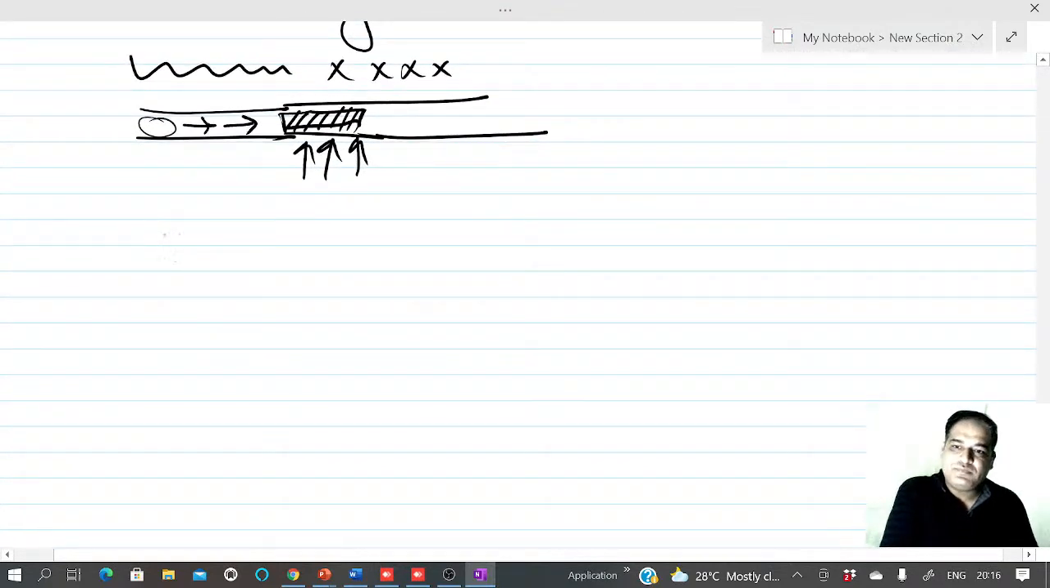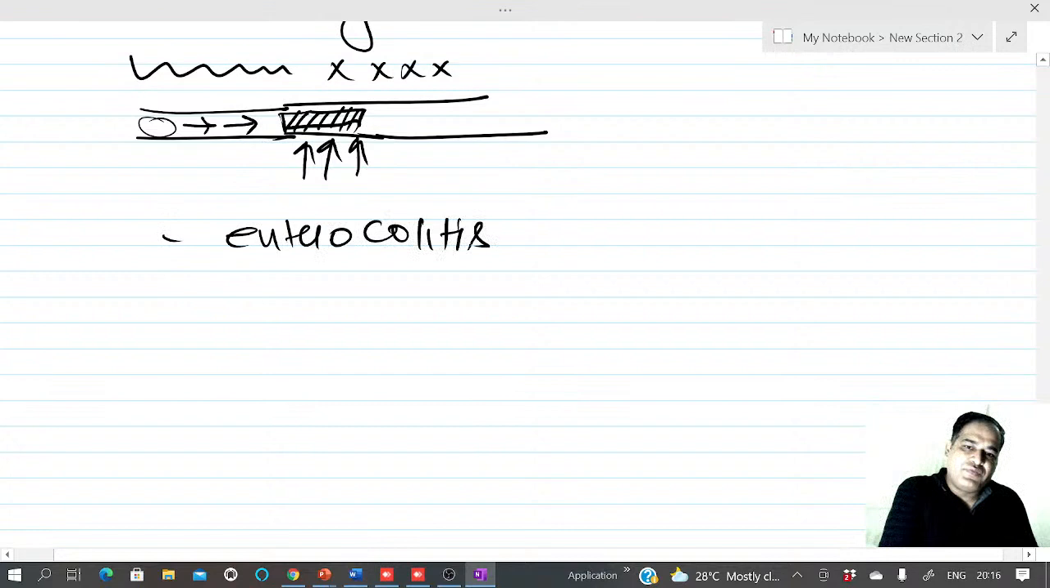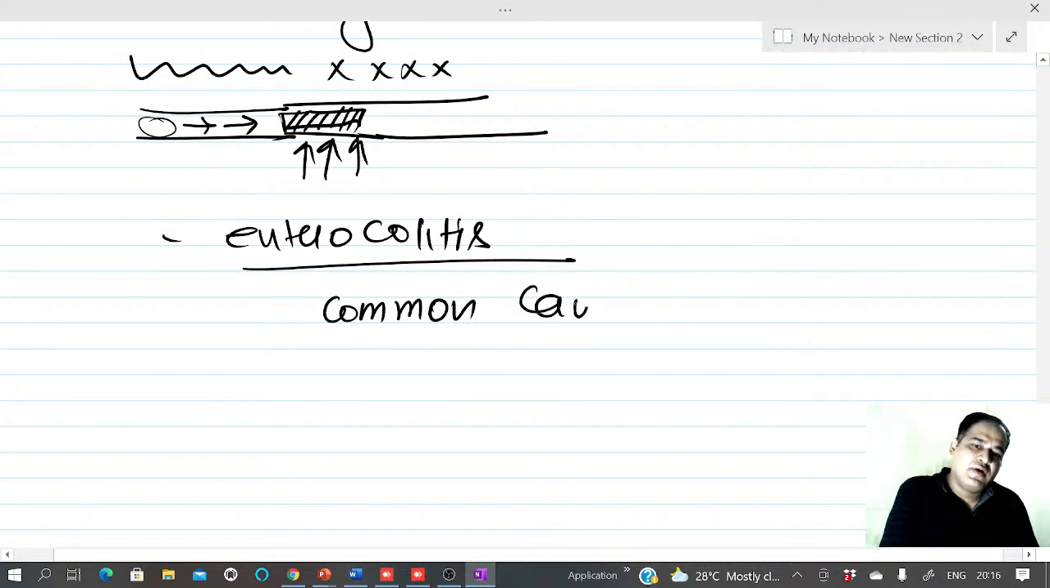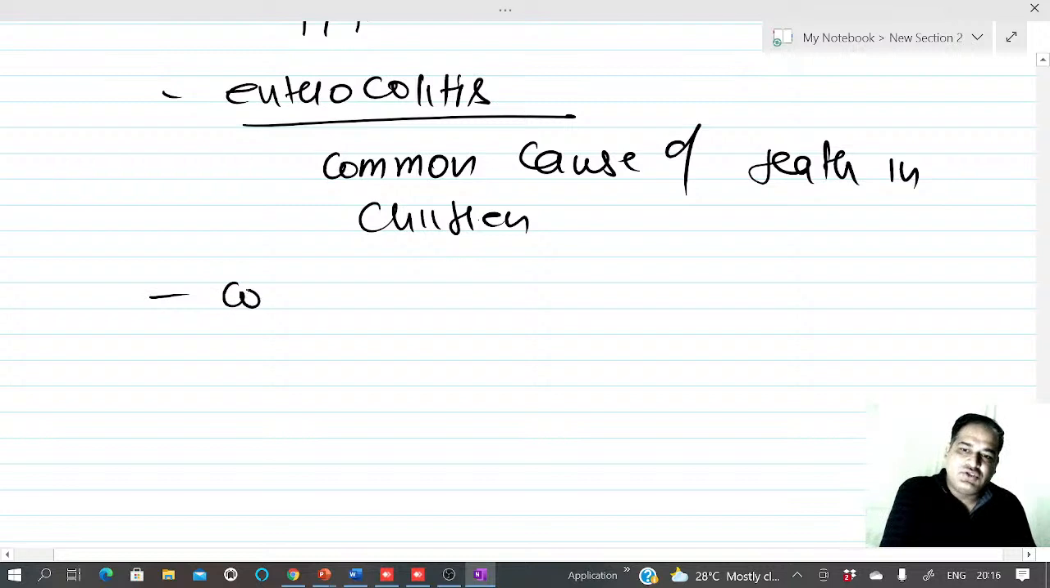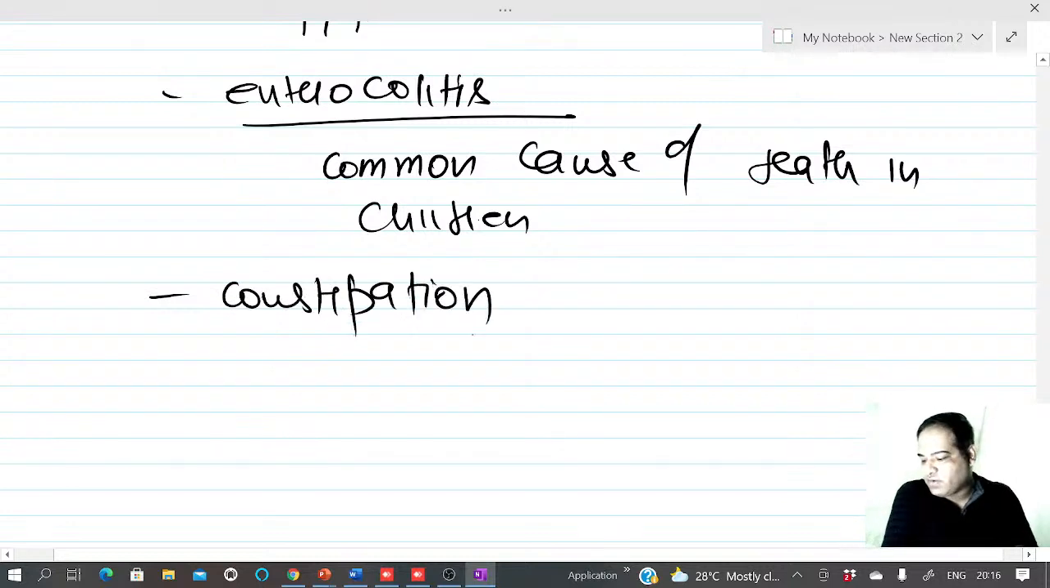Now, because of the stasis, many of the children may develop enterocolitis. And this is the common cause of death in children. Adults present with severe constipation.